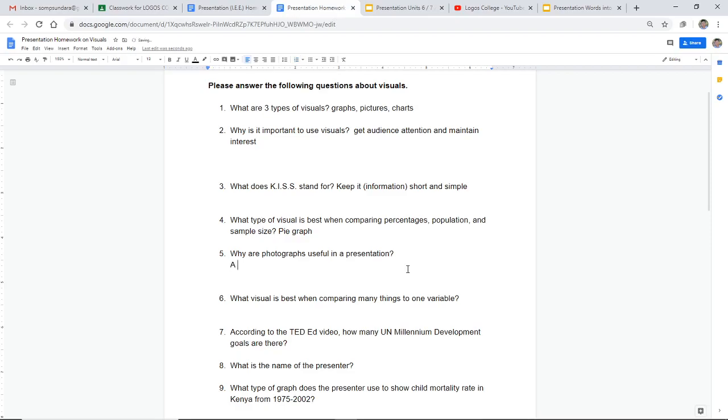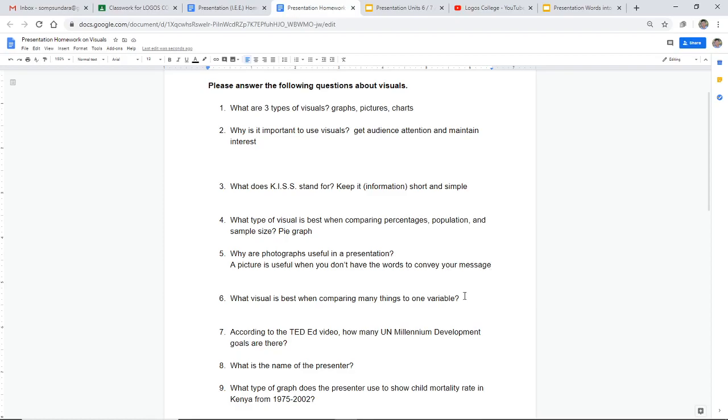So a simple answer to this, why are photographs useful in a presentation? Say, a picture is useful when you don't have the words to convey your message. Okay, there we go. A picture is useful when you don't have the words to convey your message. I took a lot of answers. You could have said pictures create emotion. Pictures speak 1,000 words. I took all those answers.